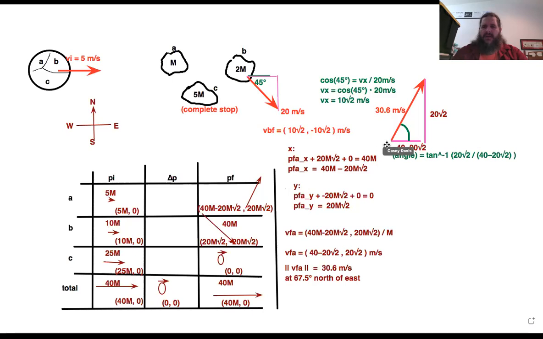Yeah, mass. We were doing this without the mass, the 20 root 2 and the 40 minus 20 root 2. Those are the x and y components of the velocity. But if we were to change that by putting in the times mass, if we filled in a times mass here on each of those components, what would that do?